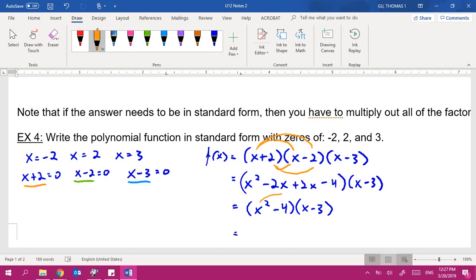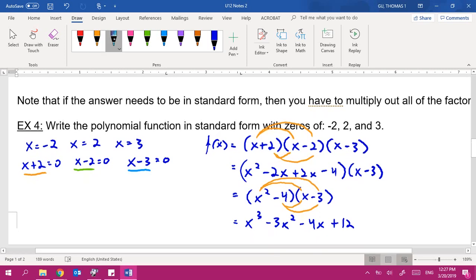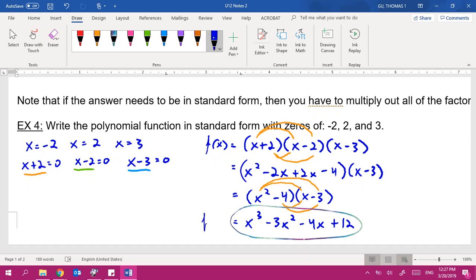X squared times x. What's that? X cubed. Then we have x squared times negative 3. All right. Now we have the negative 4 times x. And lastly, negative 4 times negative 3 plus 12. And so there is your standard form of this equation. That's the answer? Yes, that is the standard form. That is the answer. Make sure you understand the difference between factored form and standard form, okay? X cubed minus 3x squared minus 4x plus 12.